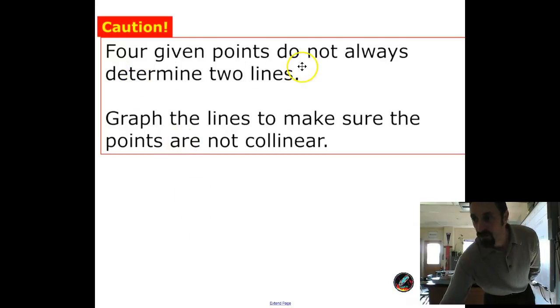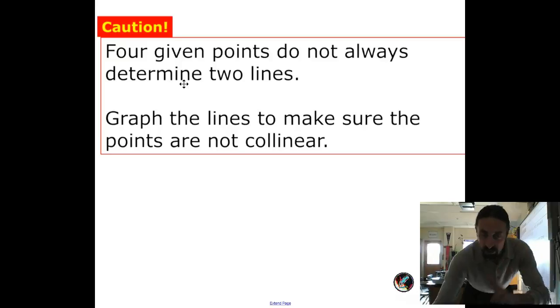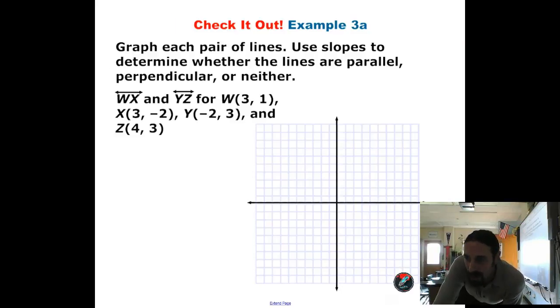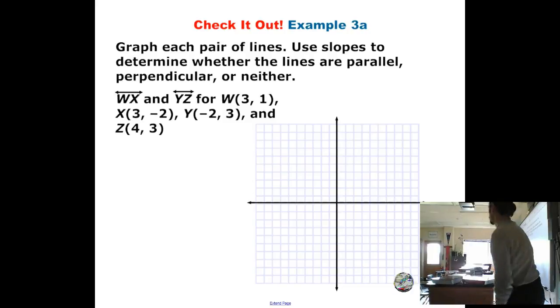So 4 given points do not always determine 2 lines. You do need to make sure you graph both of the lines, to make sure they're not collinear. Here's the example they give you in the book, and hopefully my drawing doesn't get in the way. It says graph each pair of lines. Use slopes to determine whether the lines are parallel, perpendicular, or neither.